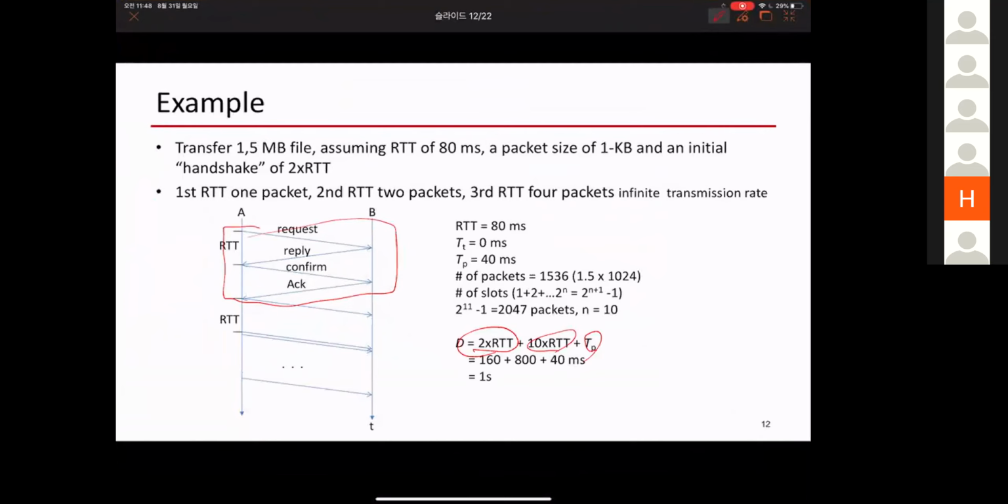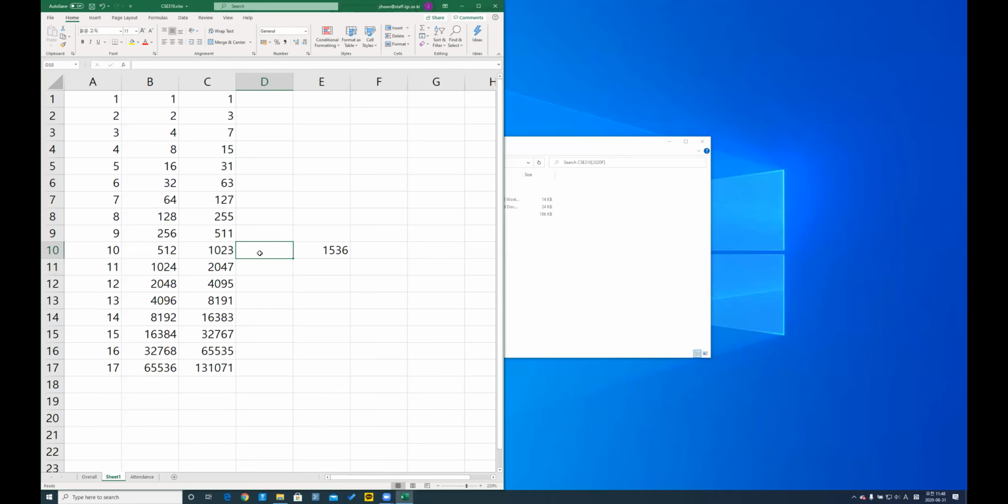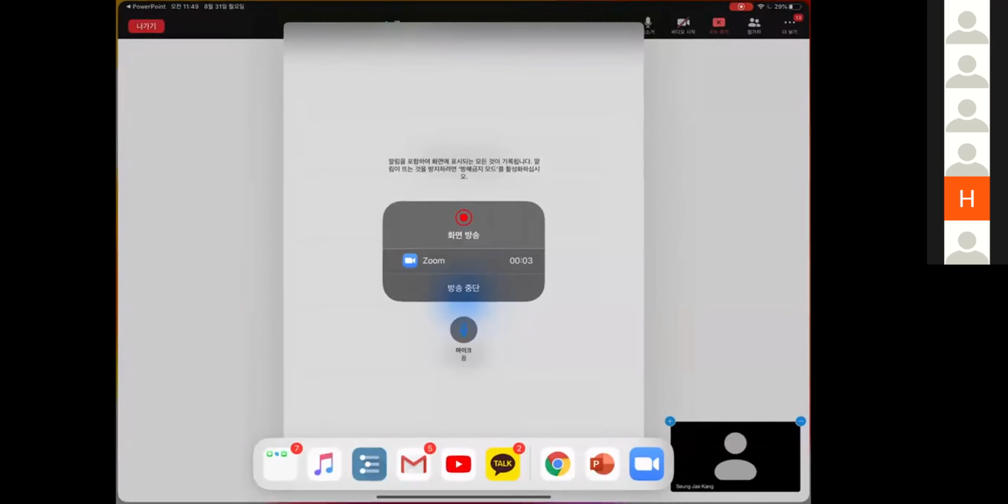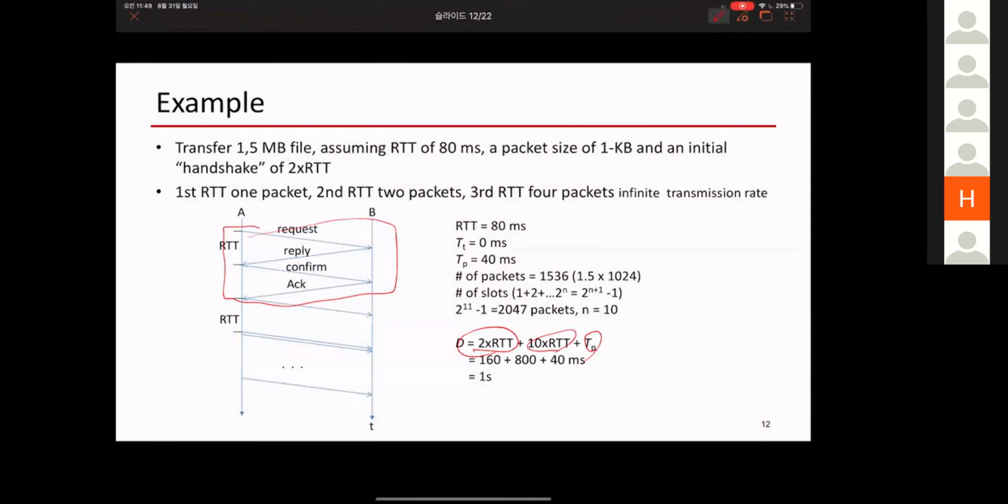Okay, so if I show you my slide again. Okay, 10 times, then I can send 1,023, and 11 times I don't need to wait a full RTT. Then I only need to care about TP, propagation time. Therefore, it ends up... Professor. Yeah. But we need 1536, but we end up at 1535. Does that one bit not matter?